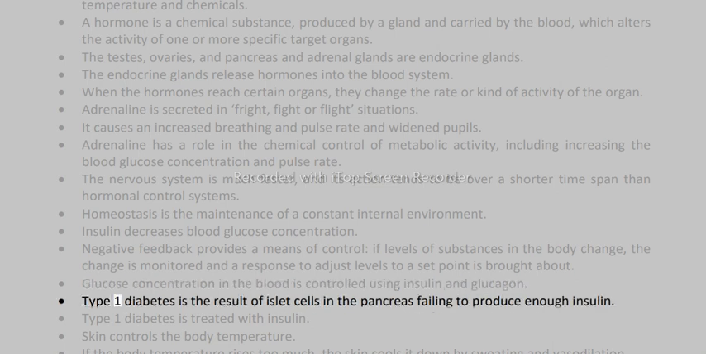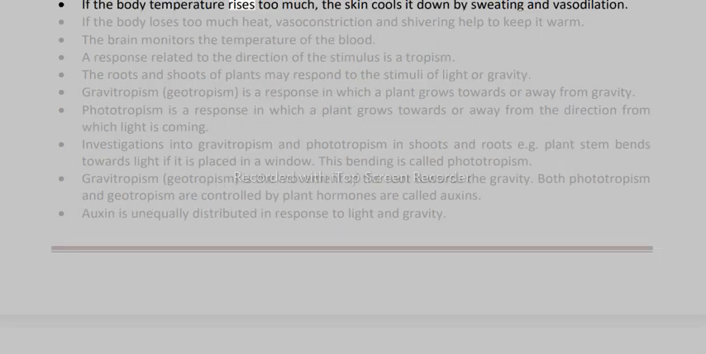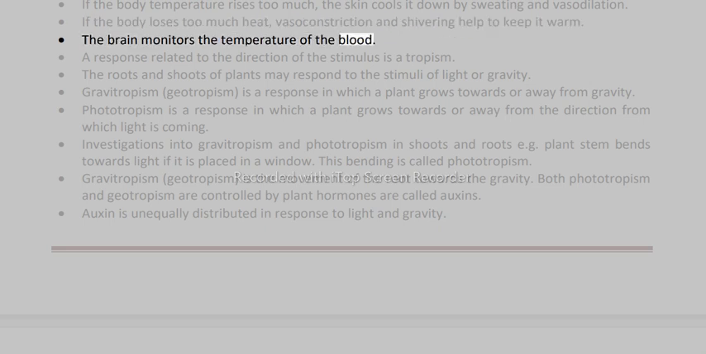Type 1 diabetes is the result of islet cells in the pancreas failing to produce enough insulin. Type 1 diabetes is treated with insulin. Skin controls the body temperature. If the body temperature rises too much, the skin cools it down by sweating and vasodilation. If the body loses too much heat, vasoconstriction and shivering help to keep it warm. The brain monitors the temperature of the blood.